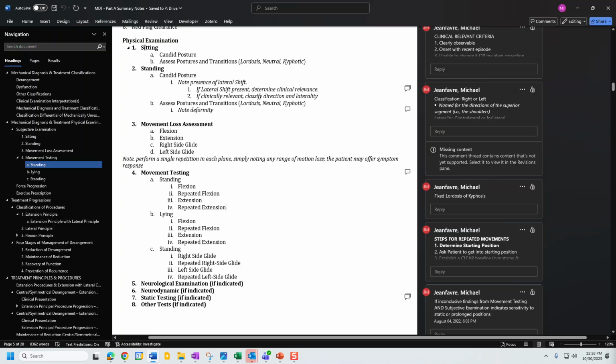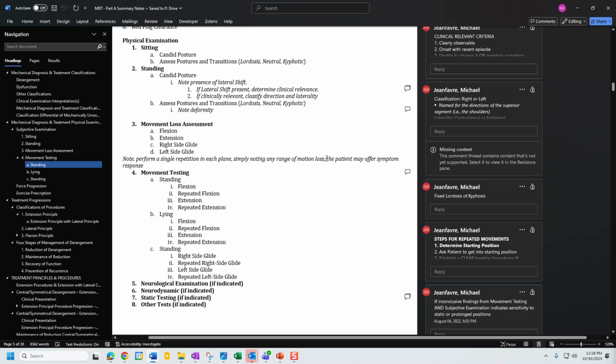The physical exam includes sitting, standing, movement loss assessment, and movement testing. This is where you get into the quintessential elements of mechanical diagnosis and treatment, the repeated movements. For movement loss, you perform a single repetition in each plane, simply noting any range of motion loss relative to what would otherwise be expected from normal.